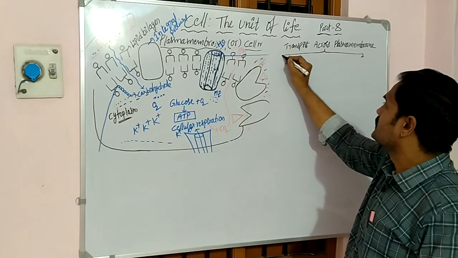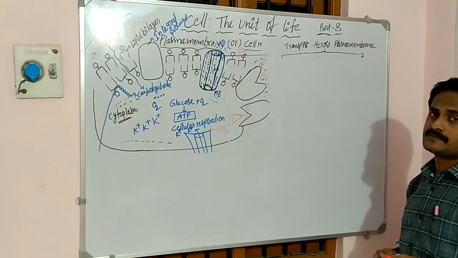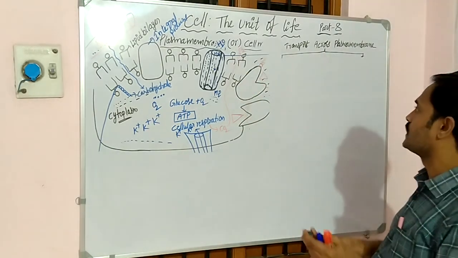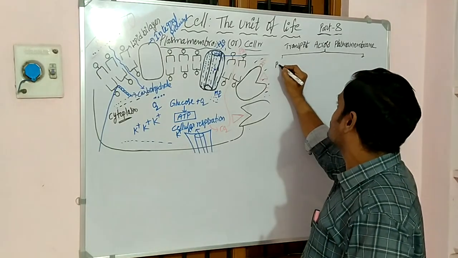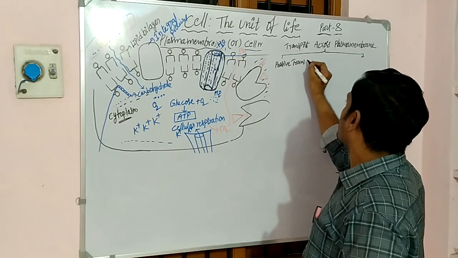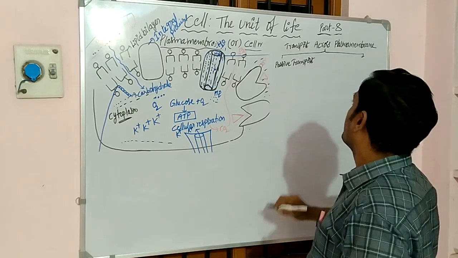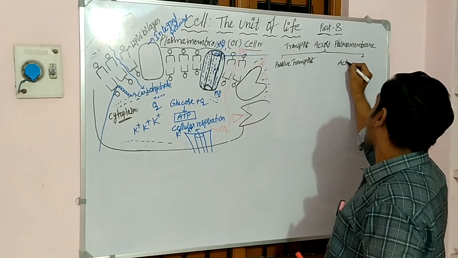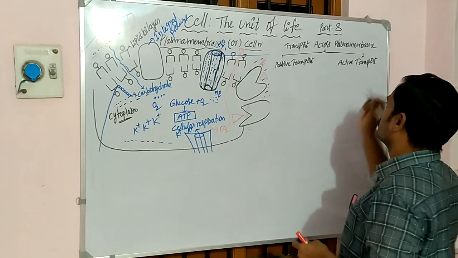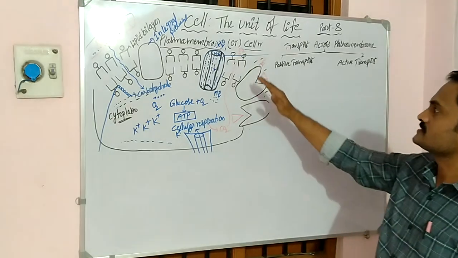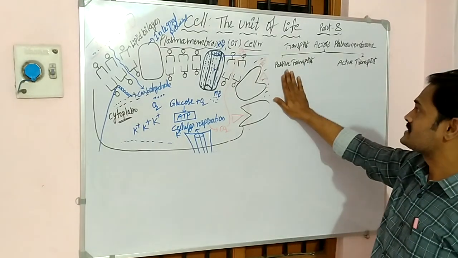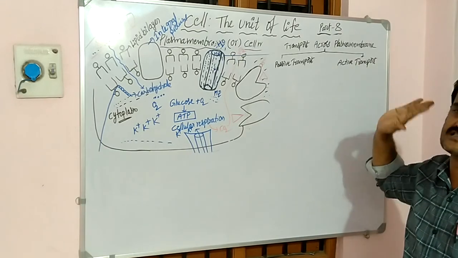The transportation of substances through the plasma membrane is mainly two types. What are they? One is passive transport, and the second one is active transport. The transportation of substances through the plasma membrane is classified into two types: passive transport and active transport.